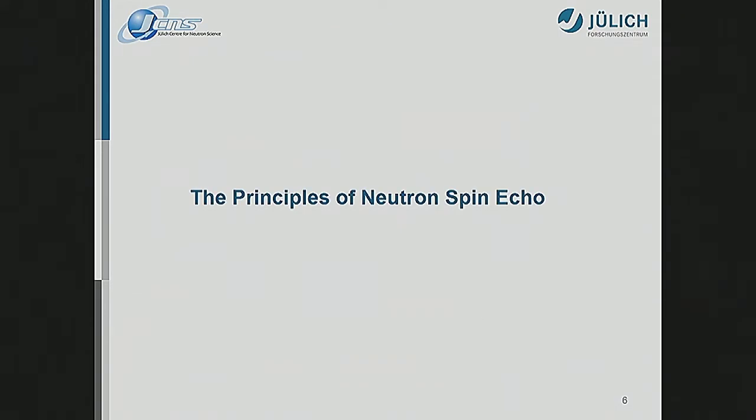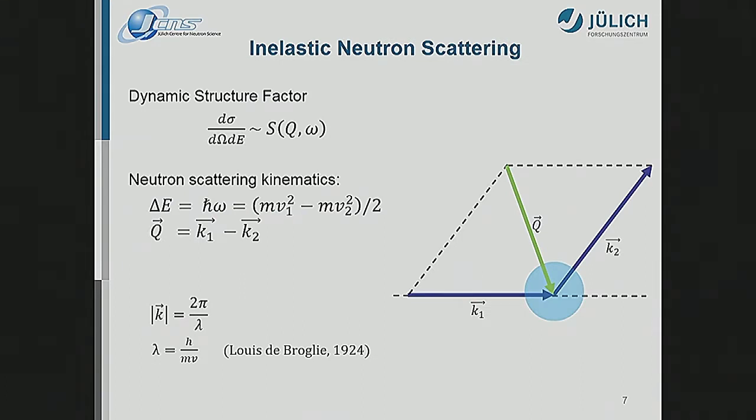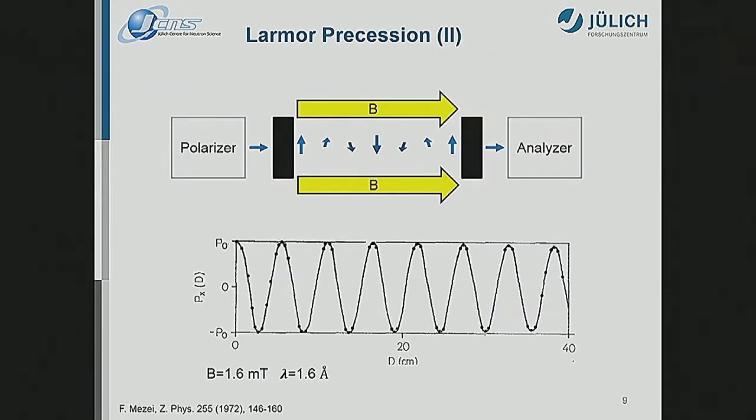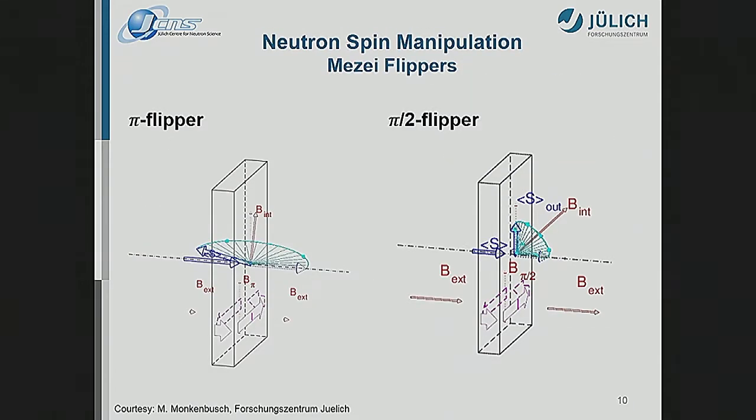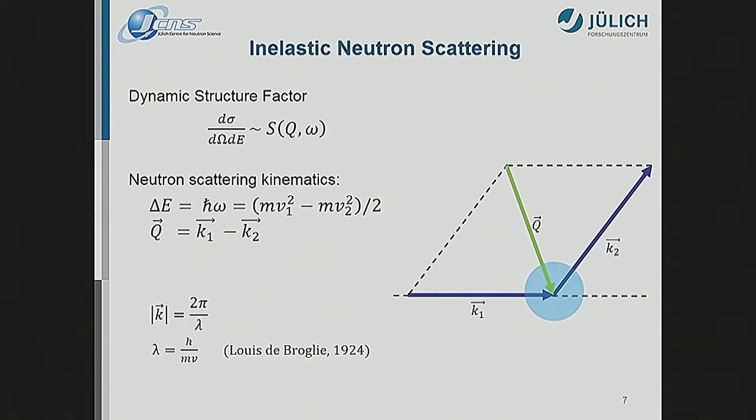Okay. So the principles of neutron spin echo. In inelastic neutron scattering, what you're probing is the spectral response of a sample. The cross section is proportional to the scattering function, often called the dynamic structure factor. And in order to get high resolution in omega, with the usual kinematic formulas, you have to precisely prepare the incoming neutron velocity and measure the outgoing neutron velocity.